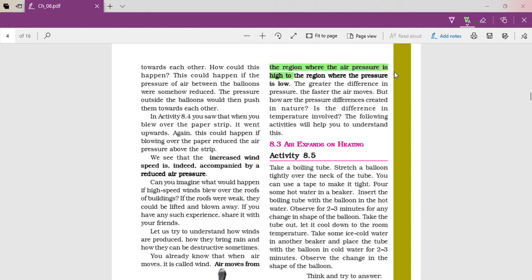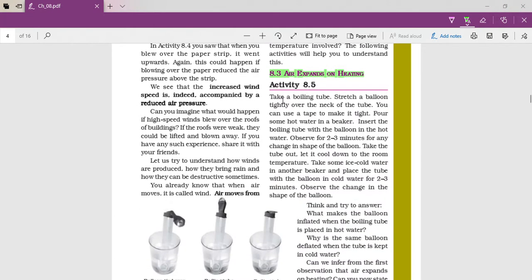Air expands on heating. So activity 8.5: take a boiling tube, stretch a balloon tightly over the neck of the tube. You can use a tape to make it tight. Pour some hot water in a beaker. Insert the boiling tube with the balloon in the hot water. Observe for 2 to 3 minutes for any change in shape of the balloon.